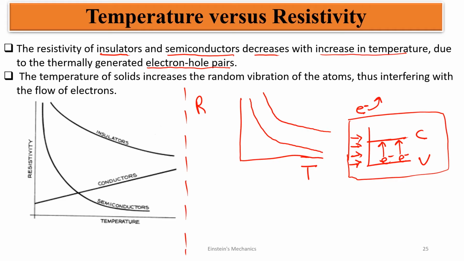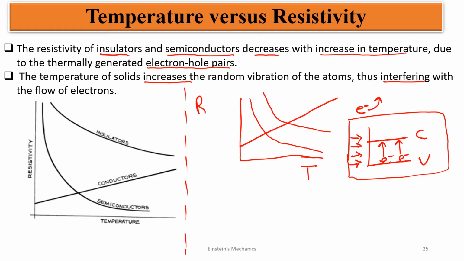Are we good? But when we look at temperature versus resistivity for conductors, it is quite different. We can see that already it is starting from a point here and it is linear. It is increasing. Do we see that? So when we increase temperature of solids, it is also going to increase the resistance of conductors. Are we okay?